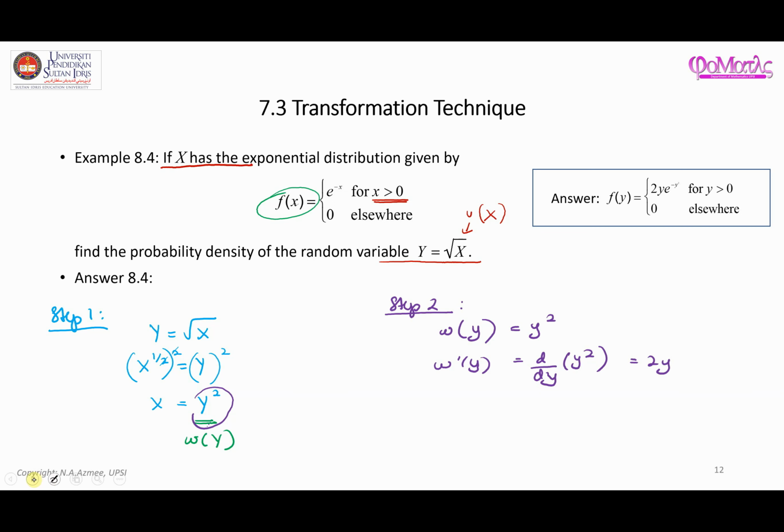Okay, so maybe we can use the next page. Next we're going to apply the formula. Step 3 is apply the formula.